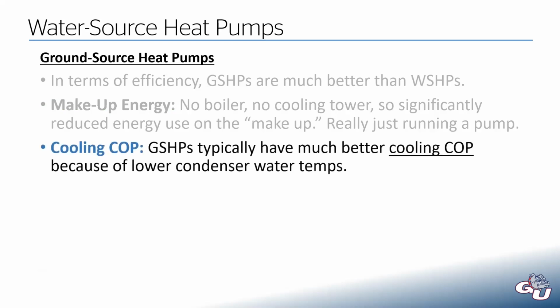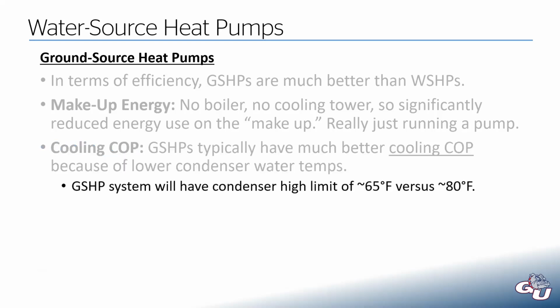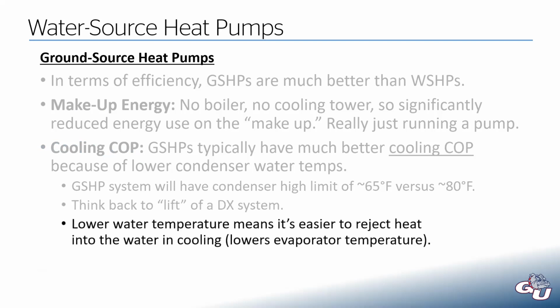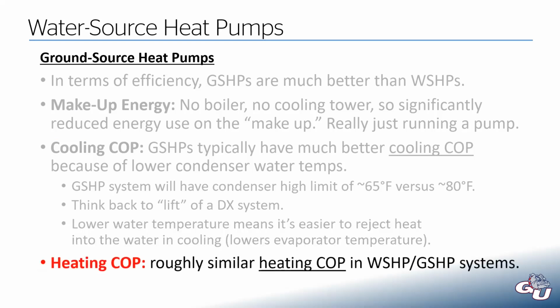On the cooling COP side, ground source is typically much better because we're usually dealing with lower condenser water temperatures. A ground source system will typically have a condenser high limit of around 65 as opposed to 80 in a more traditional water source heat pump system. And so if you think back to the lift, the concept of how hard does my compressor need to work in my DX system, if you have lower water temperature, that means it's easier to reject heat when we're in cooling mode. If we can keep our condenser temperature lower, that means our cooling efficiency will be better because that's a lower evaporator temperature.